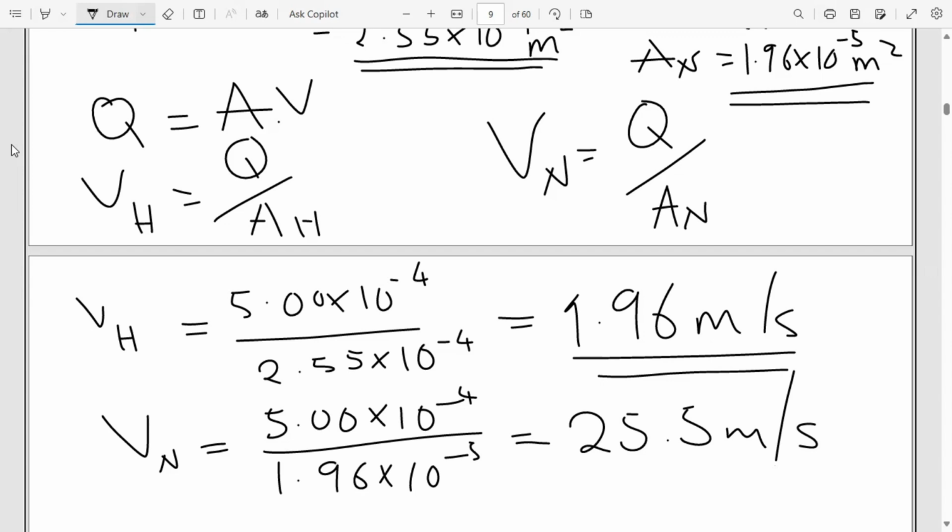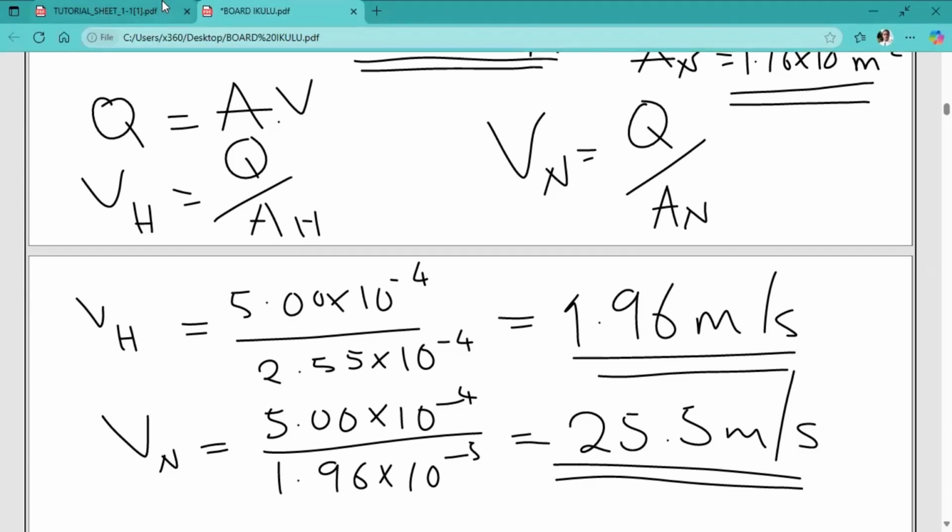So we found the velocities in both the nozzle and the hose using the principle of continuity after finding the cross-sectional area. The Q that we've used is just the flow rate, over the area of both the hose and the nozzle respectively. Which means the velocity in the nozzle will be equal to 25.5 meters per second, whilst the velocity in the hose will be equal to 1.96 meters per second. And that is all on question 9.